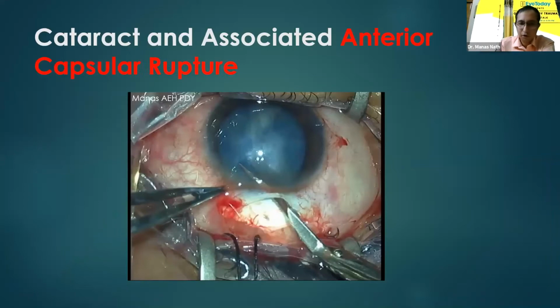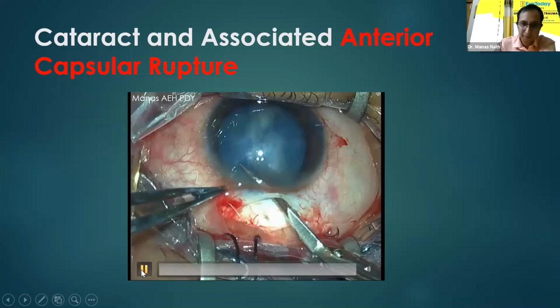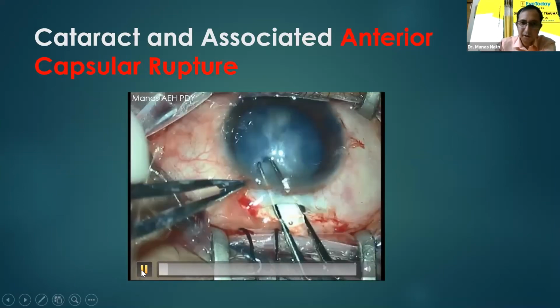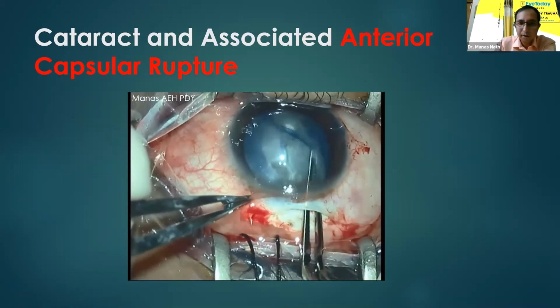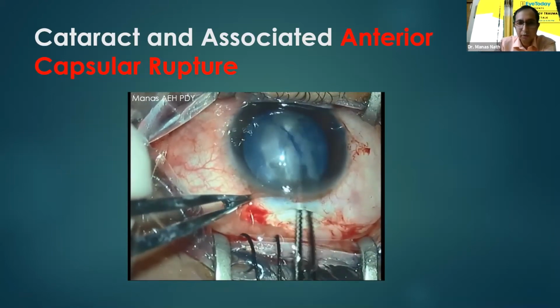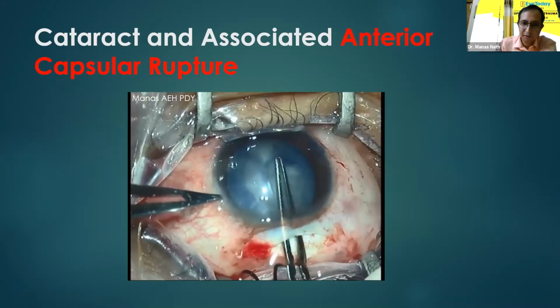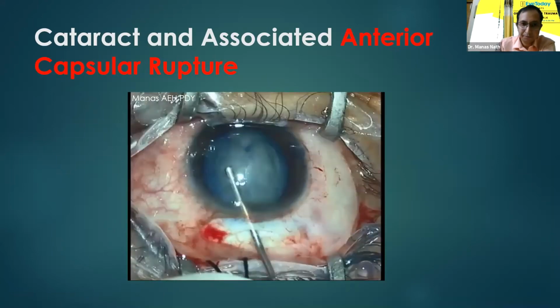This is a case of rupture of the anterior capsule following a blunt trauma. Here I am doing a manual small incision cataract surgery. You can see that after staining, it looks like an Argentinian flag sign. So this part, the ruptured capsule, is converted into a partial capsulorhexis with the capsulorhexis forceps.